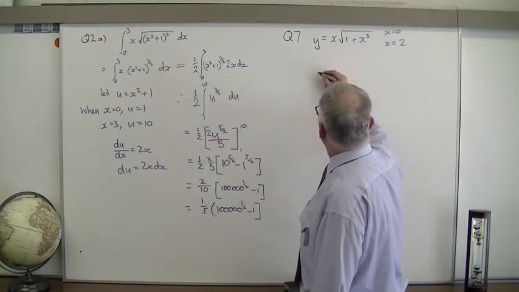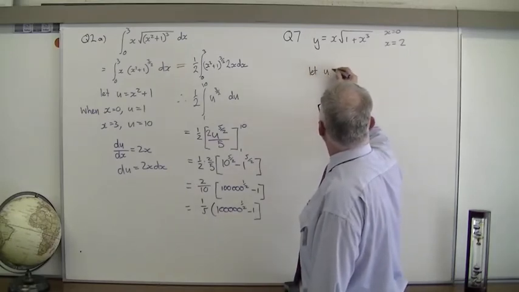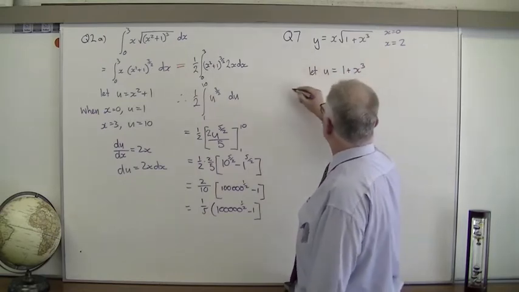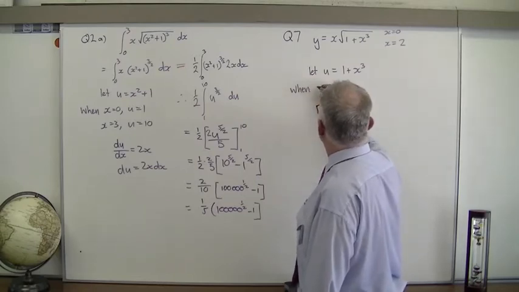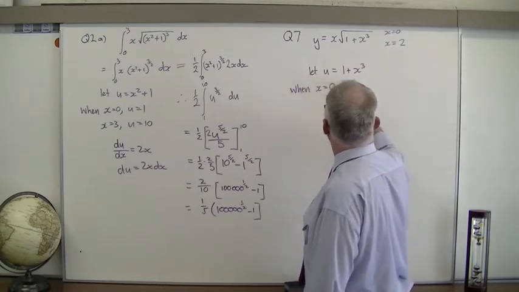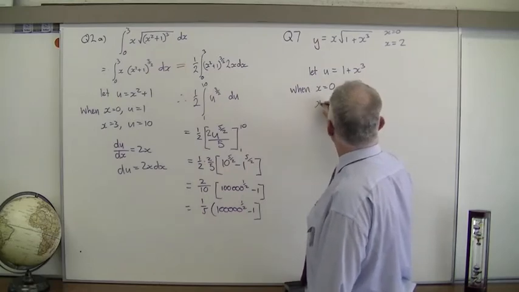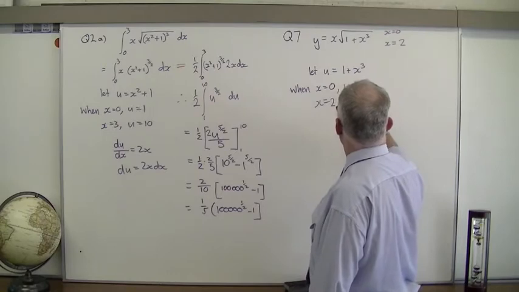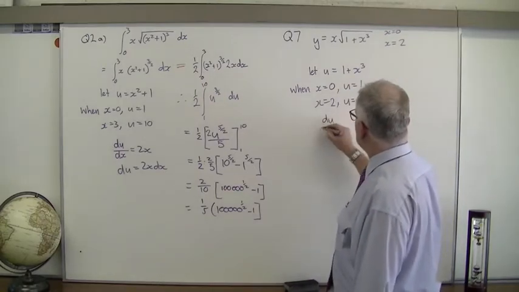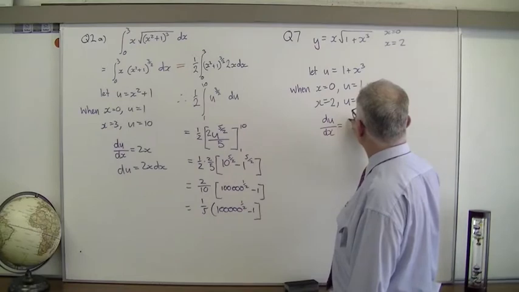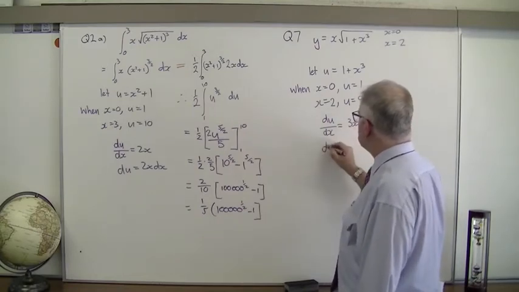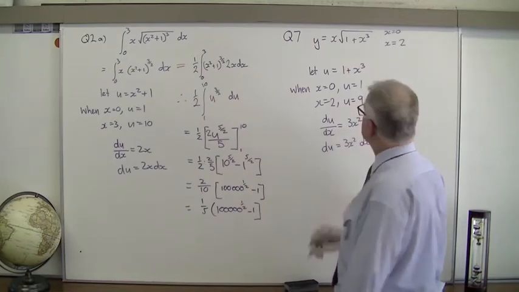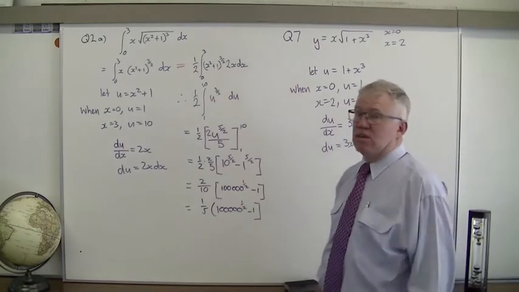We're going to let u equal 1 plus x cubed, which means when x equals 0, u equals 1. When x equals 2, u equals 9. And du dx is equal to 3x squared. So du is equal to 3x squared dx. Crumbs, how does this all work out?